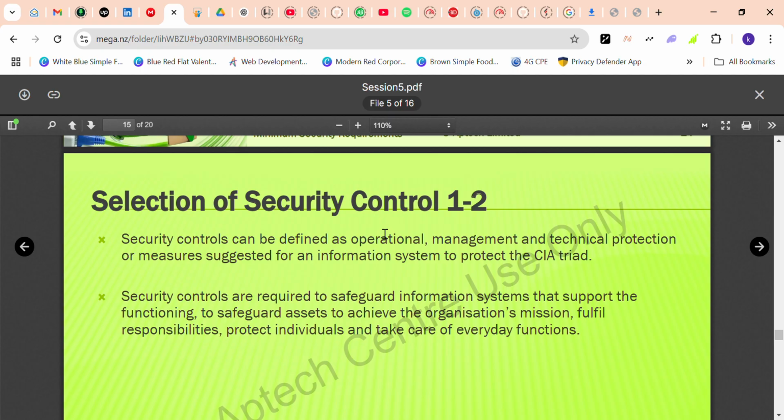Security controls are required to safeguard information systems that support the functioning, to safeguard access, to achieve the organization's mission. The security control is to what? It is to control the information system, like the security which is being applied to the information system so that we can achieve the aim and the goal of the organization. Now, if there's any incident that happens to that information system, the business operation will be stopped, which means you have lost control of the security. If there's any breach on a particular network, you have lost the control.